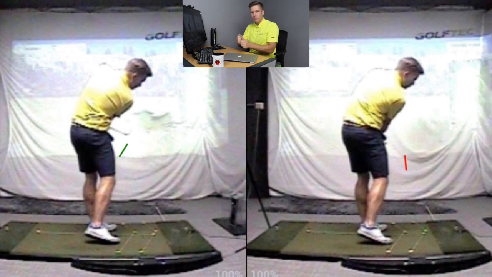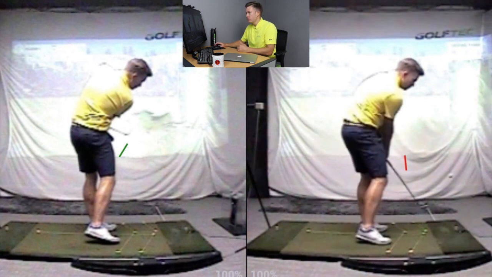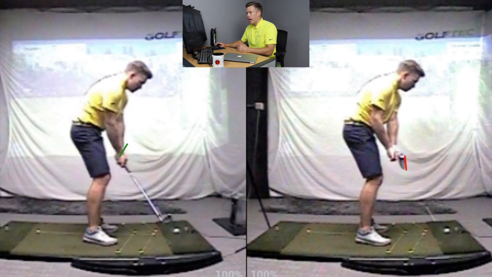So there's a lot of misconceptions about trying to roll the face creates a draw. Okay, it doesn't necessarily happen like that. It's where the club is at impact. What I would say is this position is so critical to determine what happens at impact.